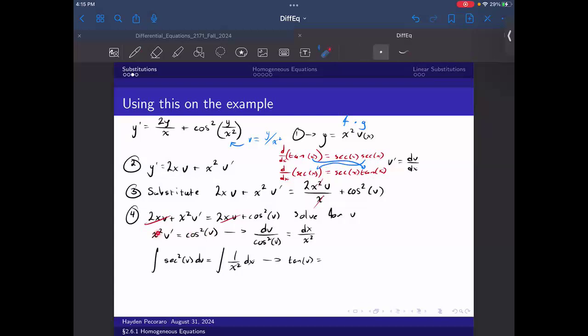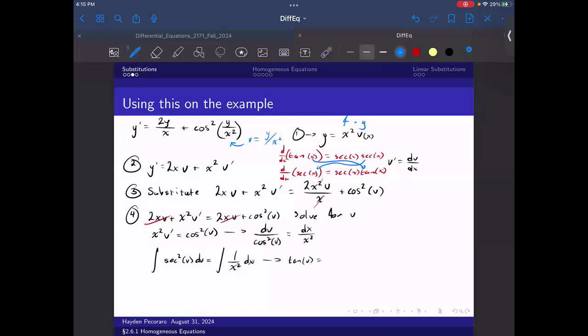Right here, I divided both sides by x squared, and I divided both sides by cosine squared. That's how I get this and this. And then I took v prime and wrote it as dv dx, and that allows me to multiply both sides by dx. So now I have dv over here, dx over here, and all of the x's and v's are separated.